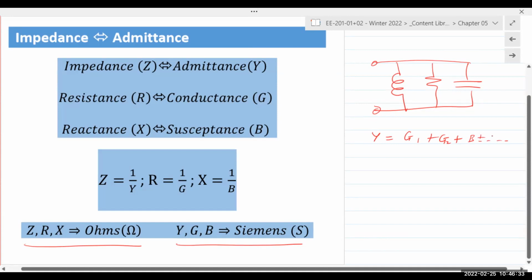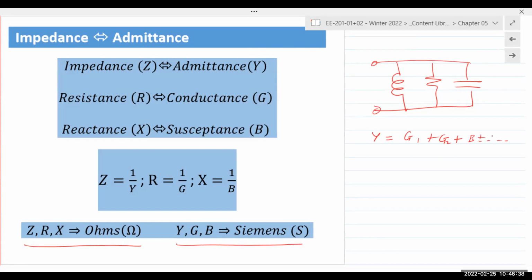It also makes it easier when you want to find current division. If you want to apply current division, using reciprocals makes it very, very easy. Okay, for E major classes, we perform some problems using these reciprocal quantities. For non-major classes, we typically don't.